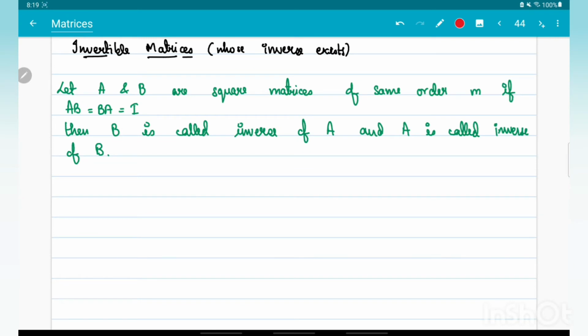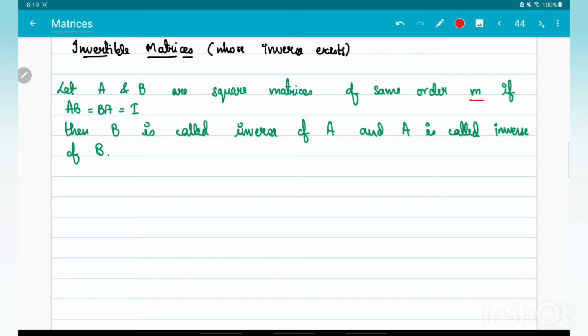So now let us talk about invertible matrices. So in simple words, invertible matrices are those whose inverse exists. So now let us take two matrices, suppose A and B, and both of them should be square matrices, and both of them should be of the same order, let us say M. Okay, now since it is a square matrix, we know that the number of rows and the number of columns are equal, so we can denote it by a single number also.